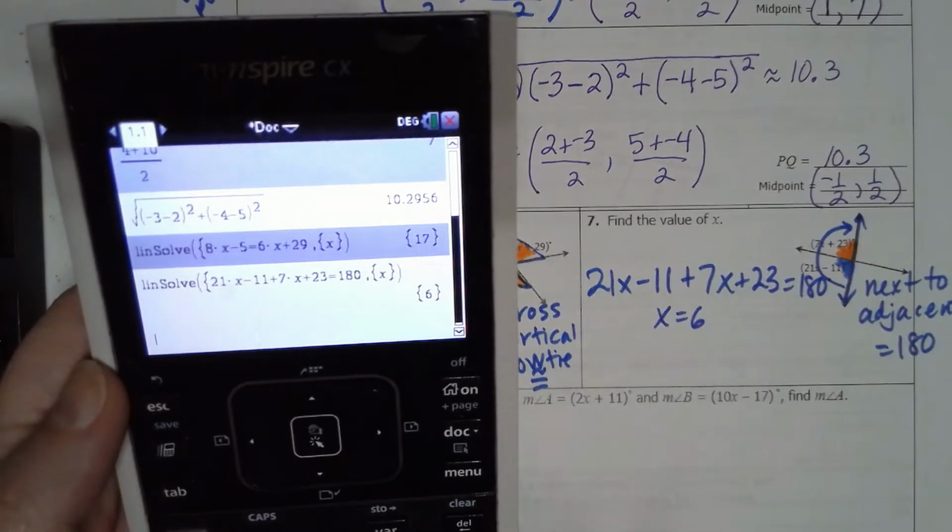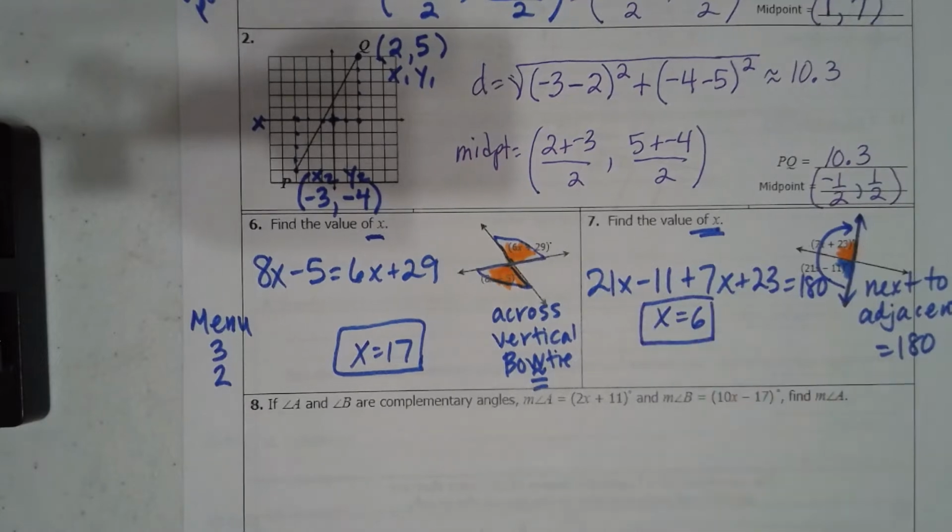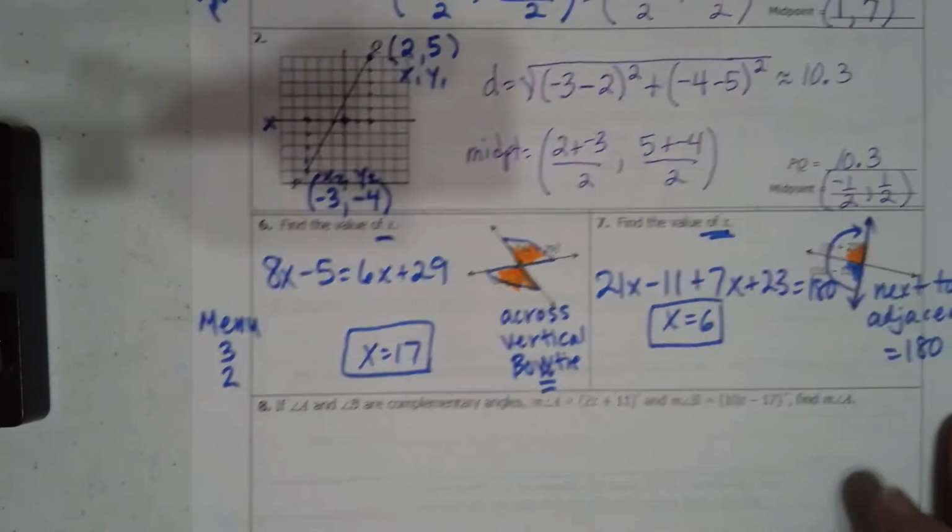Okay, x equals 6. Find the value of x. We did that. Great, we are done. Okay.